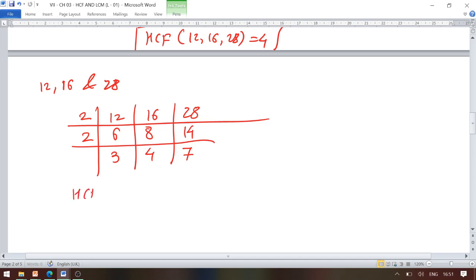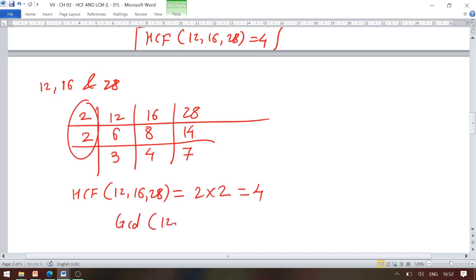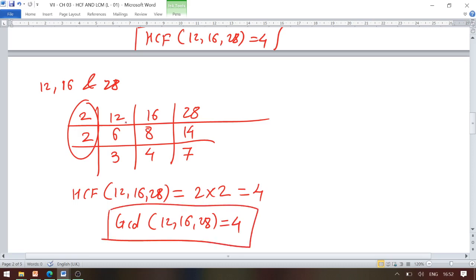So the HCF of 12, 16 and 28 is given by the product of their common primes directly. 2 2s we have 4. Okay. So we may write it as the GCD of 12, 16 and 28 is 4. Keep in mind, we have to use the vertical division at once for three numbers.